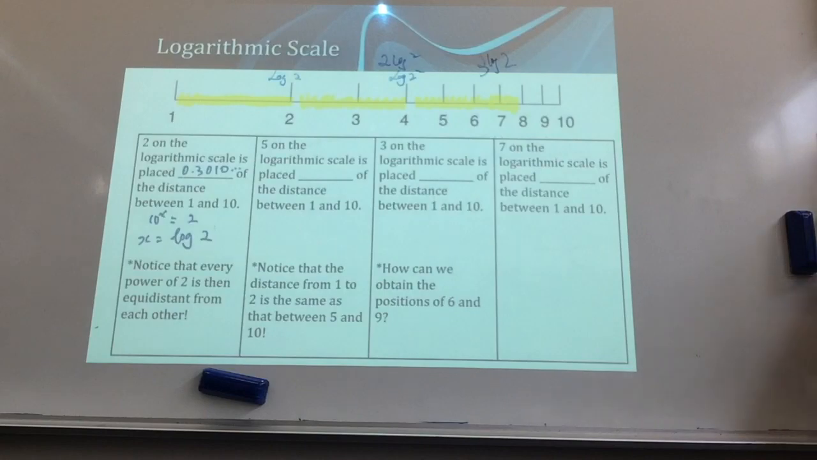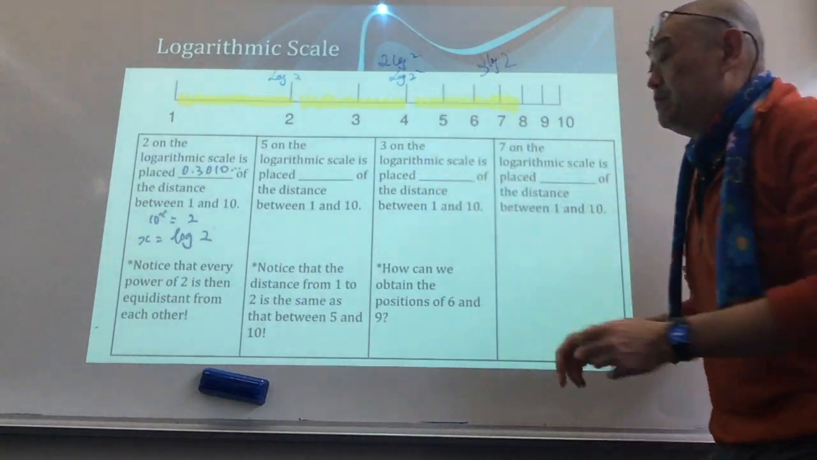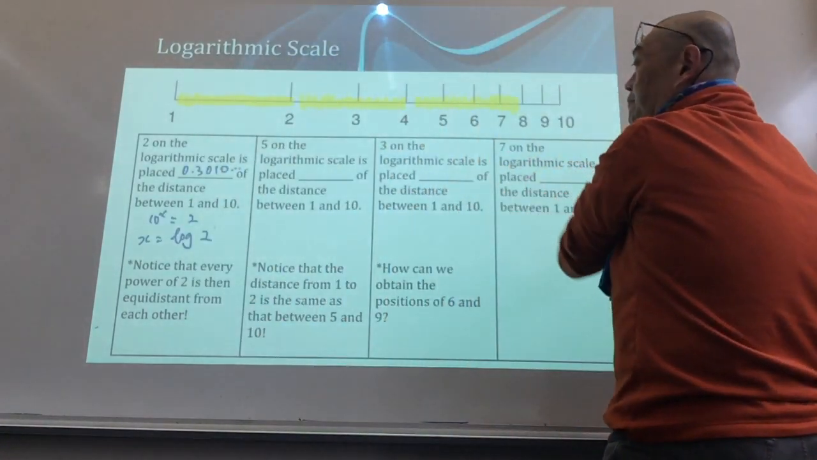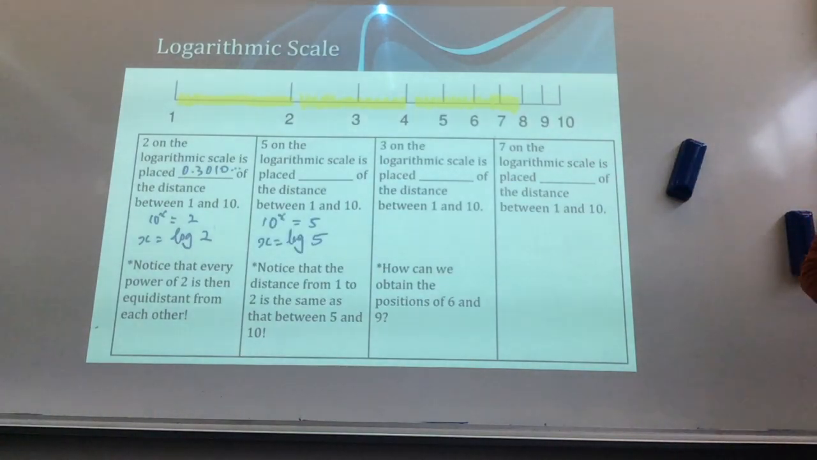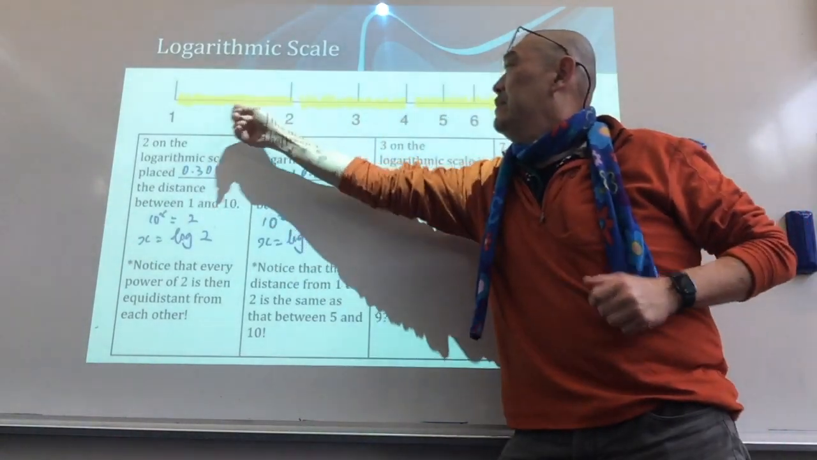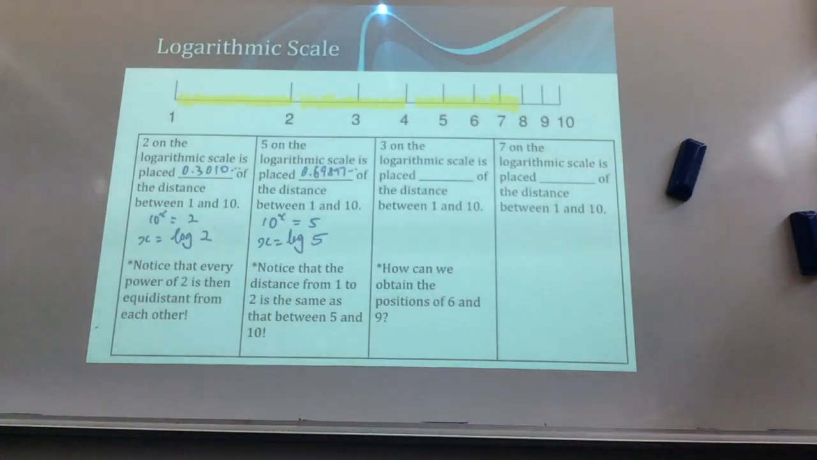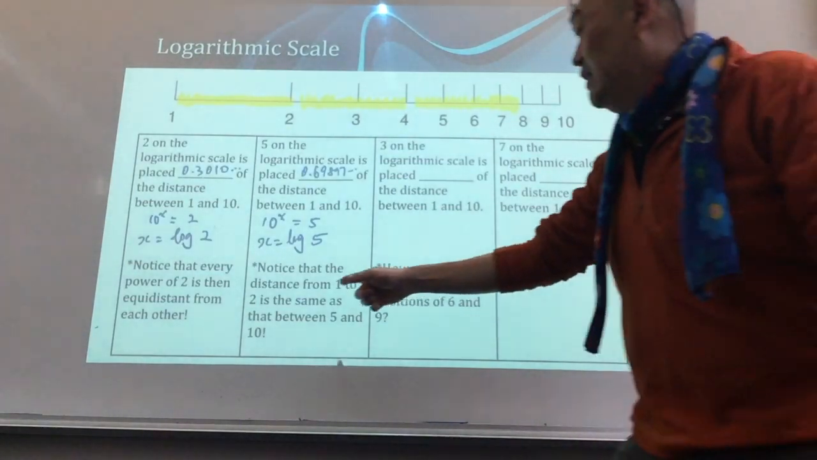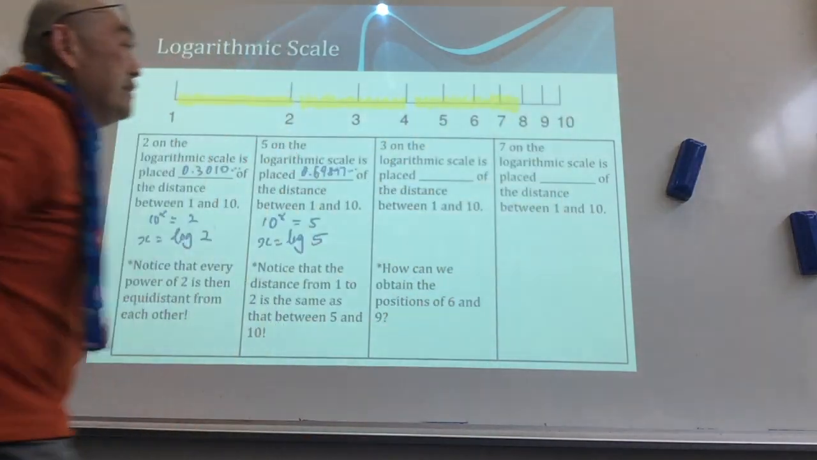So with that, can you actually tell me where 5 would be? Where would 5 be? Log 5. Place log 5. So if you work it out, that will be about 0.69. So it's not right in the middle, it's 0.69. Think about this whole thing as 1, so that's the proportion. All right? So now the distance from 1 to 2 is actually the same as the distance from 5 to 10. All right?